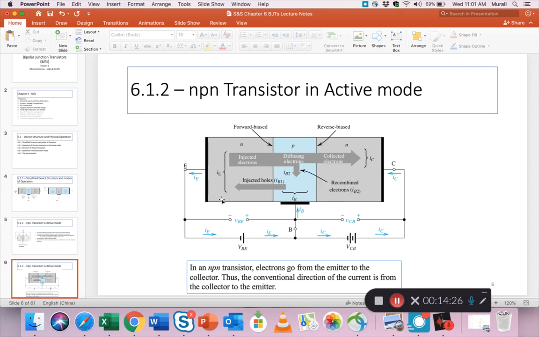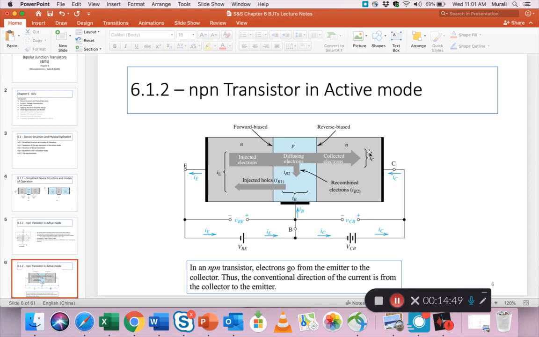So this junction is forward biased, because the N region connects to the negative and the P region connects to the positive of the power supply. Here you notice that we have done the opposite: we have reverse biased the other junction.